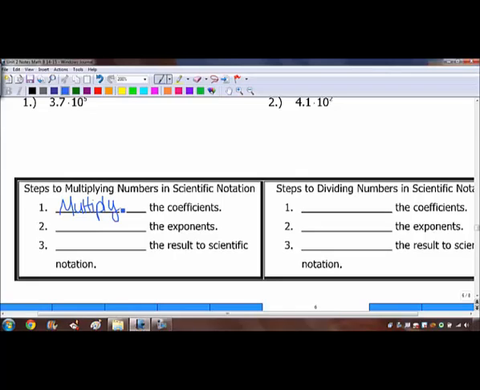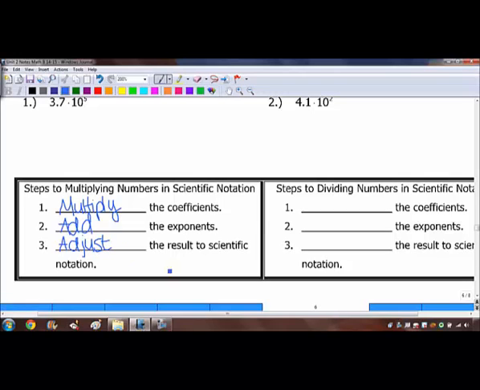Once you've done that, step 2 is to add the exponents. Well, we're multiplying, so the rules are not going to change. You guys always know that when you multiply, you should always add exponents. So we're still going to add our exponents. But the last thing we need to do is adjust the result to make sure that it's written in scientific notation.